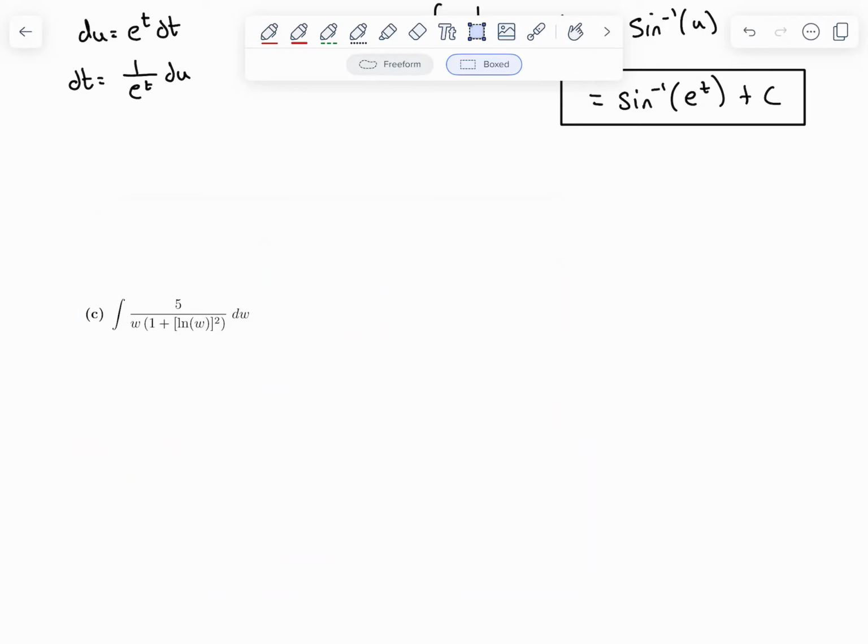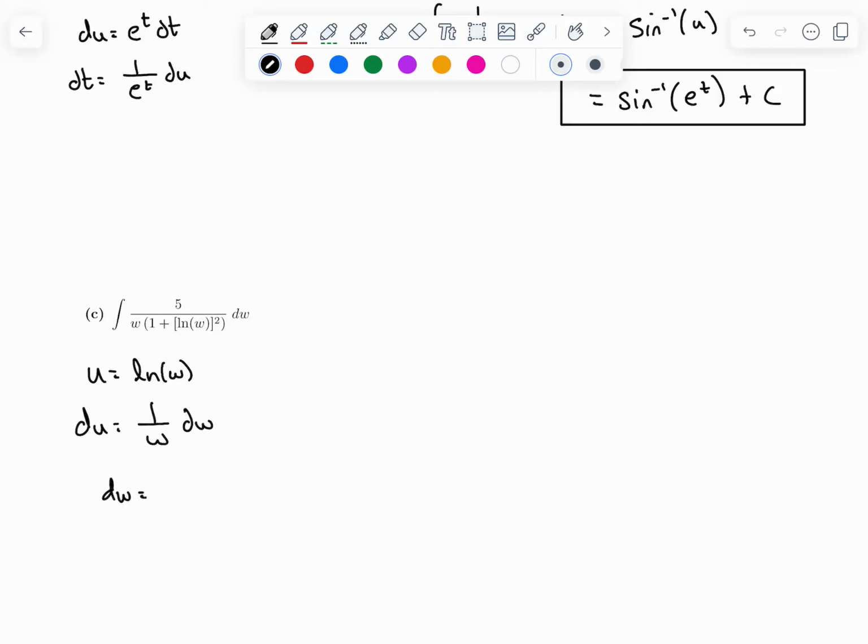Why not? And that does kind of obey what we've learned for typical choices of u. Something inside of a larger weird power. Yes, second power is not that large, but still. Something inside of a power is a good option. So let's make u equal to natural log of w. Then du will equal 1 over w dw. So dw will equal w du.